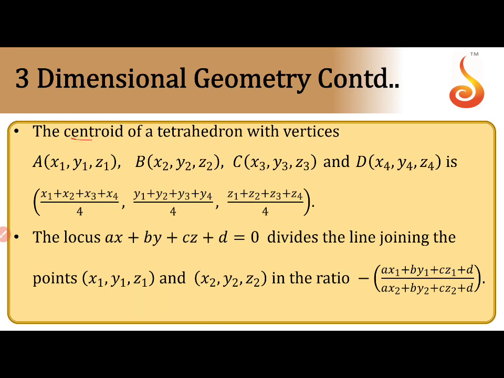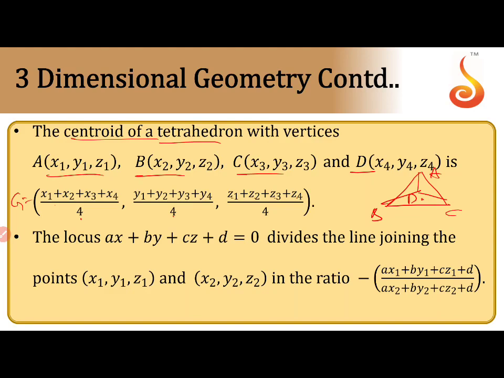Next, the centroid of a tetrahedron. Tetrahedron means how many vertices? 4 vertices. Then what is the centroid of a tetrahedron? For the 4 points A, B, C, D, it is ((x1 plus x2 plus x3 plus x4) by 4, (y1 plus y2 plus y3 plus y4) by 4, (z1 plus z2 plus z3 plus z4) by 4). For a triangle we get x1 plus x2 plus x3 by 3. For a tetrahedron, 4 vertices, that's why we get x1 plus x2 plus x3 plus x4 by 4. Same for y and z.